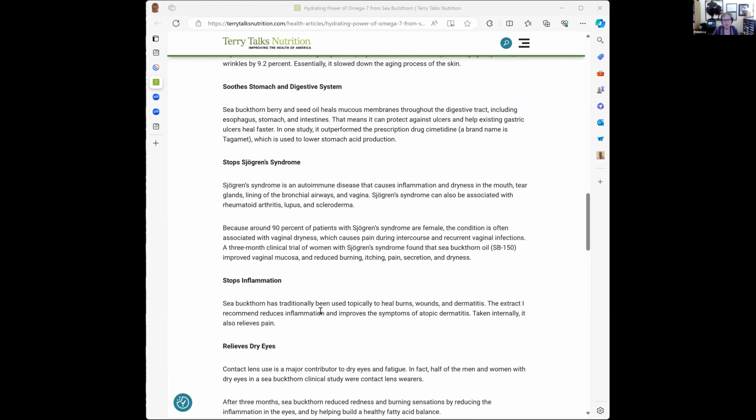Sea buckthorn oil has been traditionally used topically to heal burns, wounds, and dermatitis. The extract I recommend reduces inflammation and improves the symptoms of atopic dermatitis when taken internally. It also relieves pain.